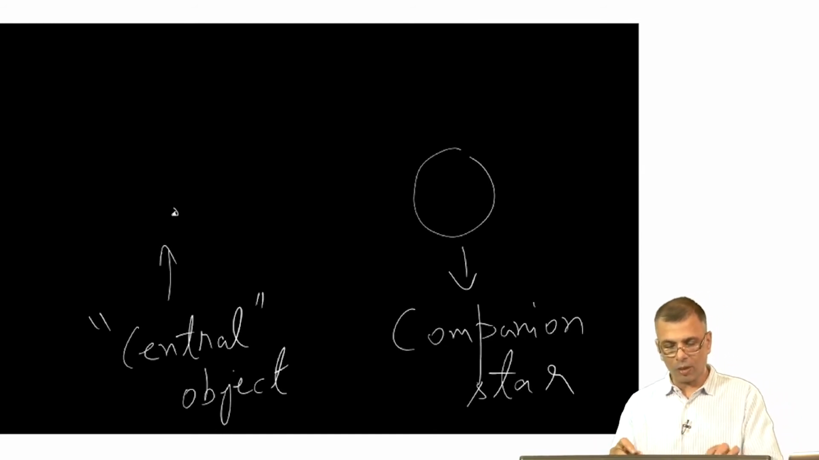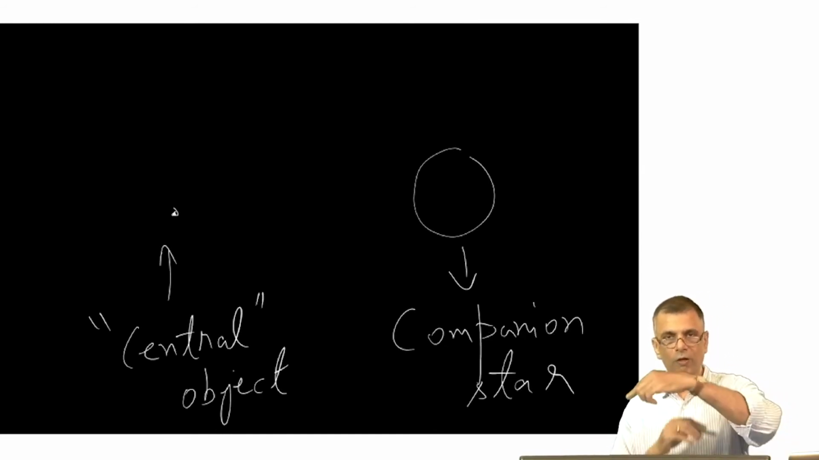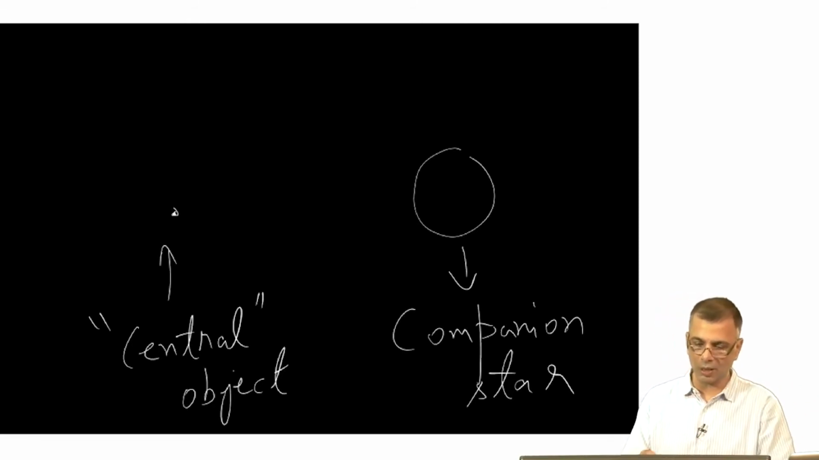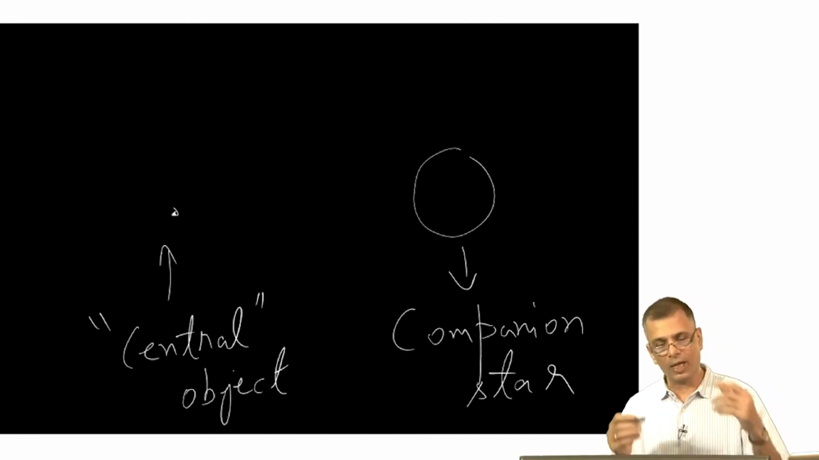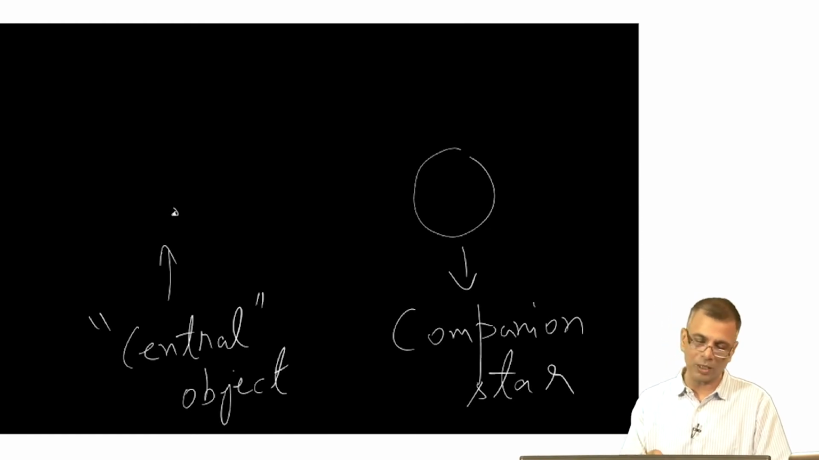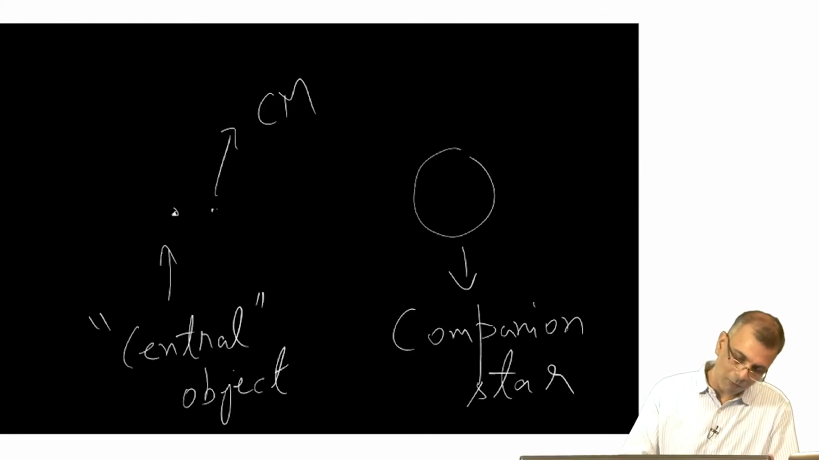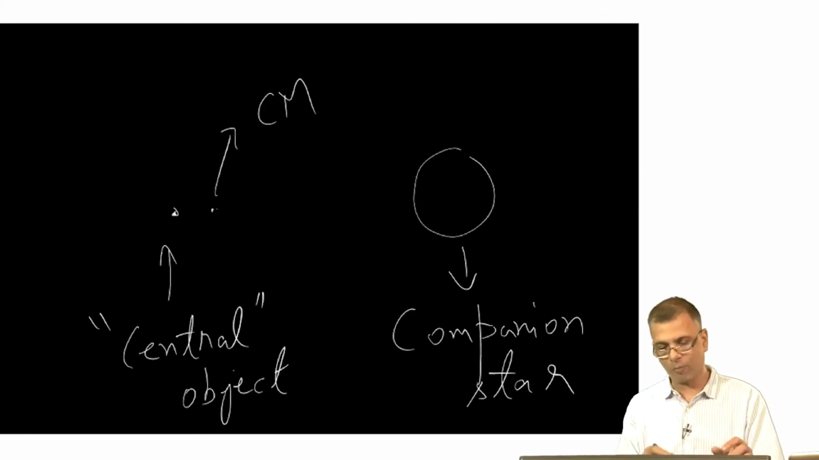Right? So, now what happens is these two will revolve around each other, around their common center of mass. And since this is much heavier than this, the common center of mass is very much somewhere here. The center of mass would be much closer to the compact central object than to the companion star.